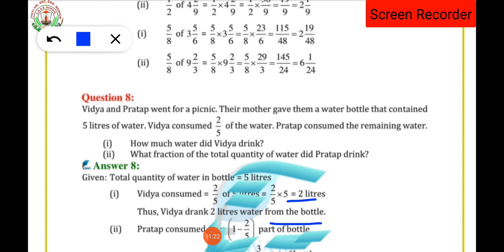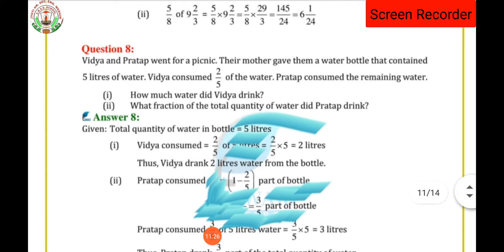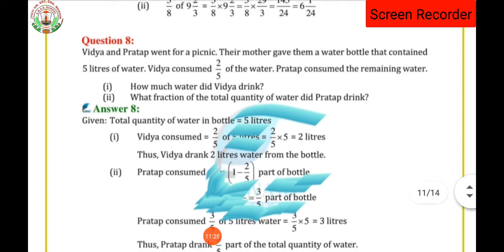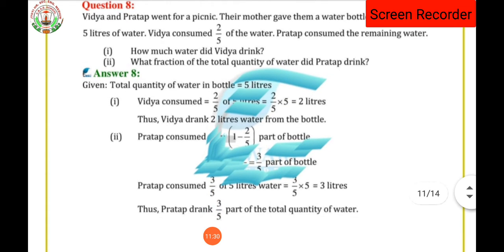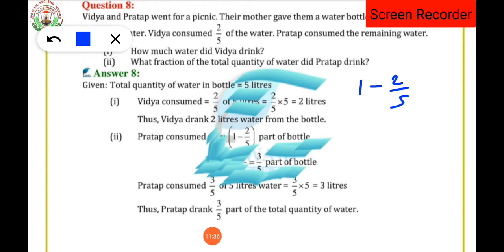Clear? Then Pratap. What about Pratap? Now let's see about Pratap. Here Pratap consumed the remaining. The remaining is what Pratap drank. So 1 minus 2/5. Why? 2/5 is already drunk by her sister Vidya. Then what is the quantity left? Only one bottle is there. So 1 minus 2/5.